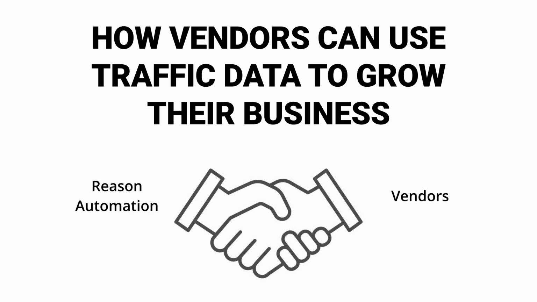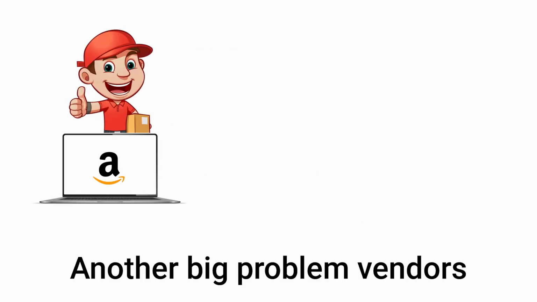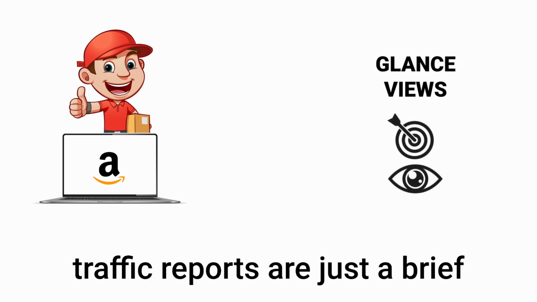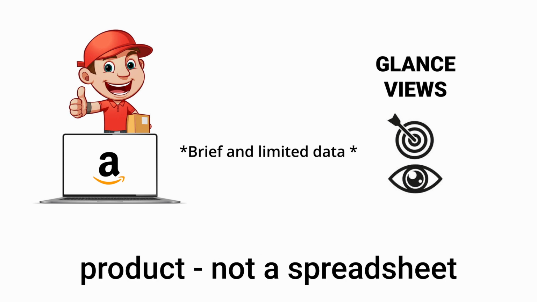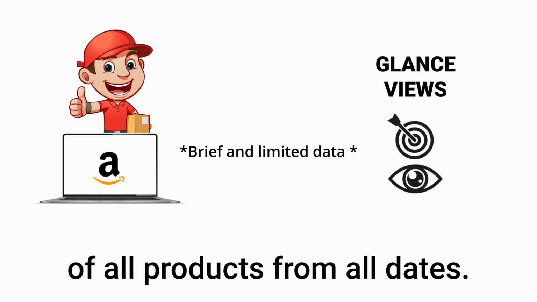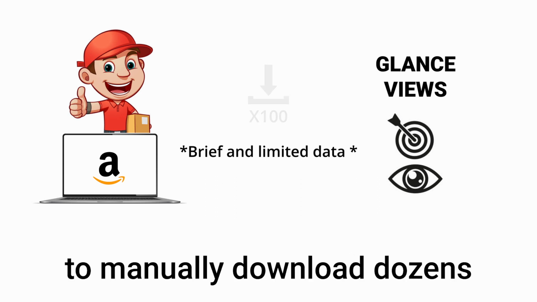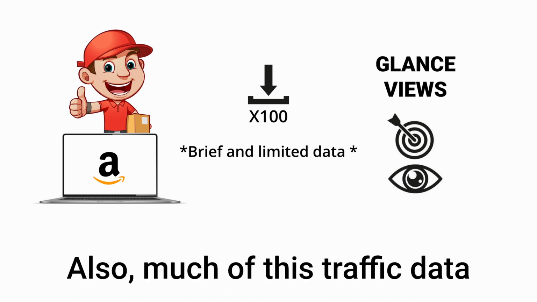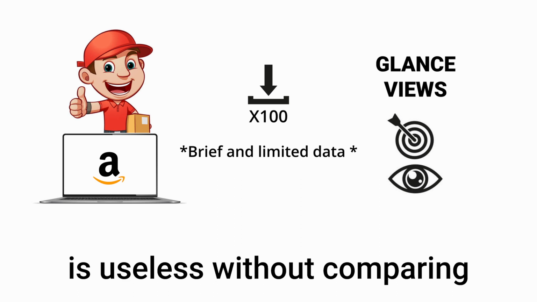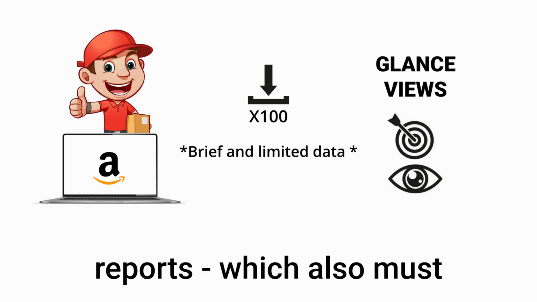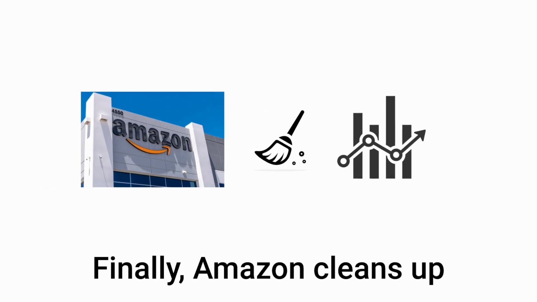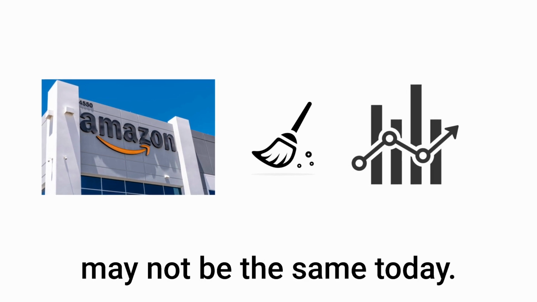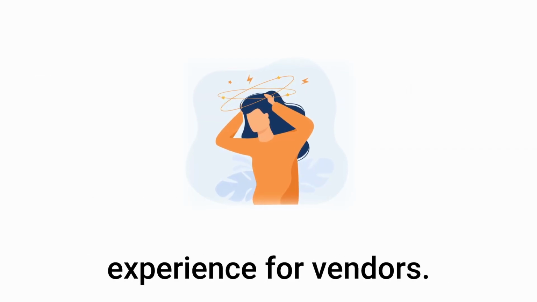How vendors can use traffic data to grow their business. Another big problem vendors face is that while they can easily access glance views data in Vendor Central, these traffic reports are just a brief snapshot of data for one product, not a spreadsheet of all products from all dates. As a result, brands often have to manually download dozens of reports and compile them into a spreadsheet to conduct detailed analysis of the data. Also, much of this traffic data is useless without comparing them to sales and inventory reports, which also must be manually downloaded. Finally, Amazon cleans up the data on a regular basis, which means data you downloaded a week ago may not be the same today. All of this creates a frustrating experience for vendors.